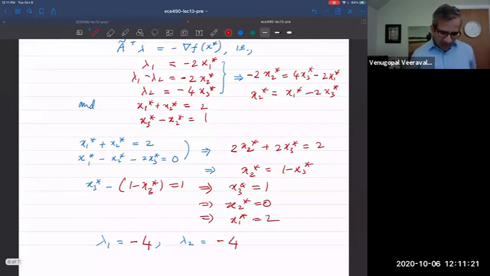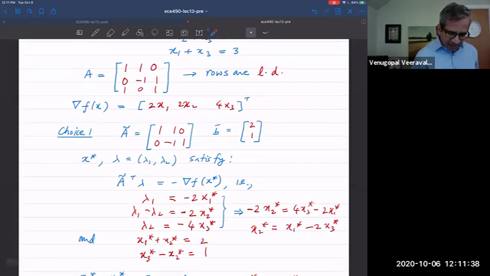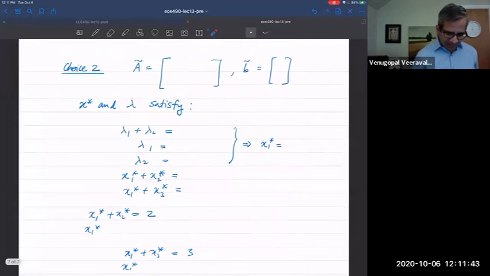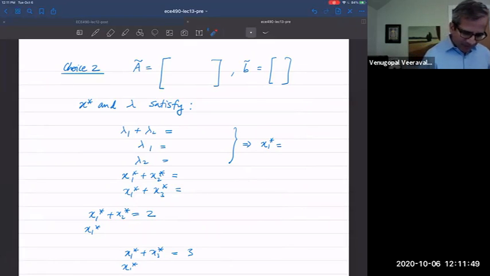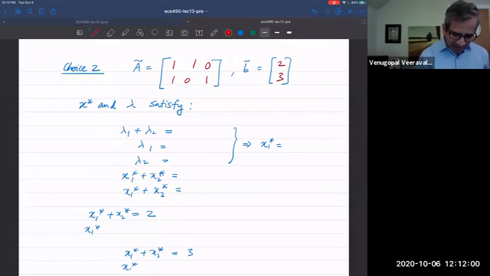So you can think of this as a situation where lambda 1 is minus 4, lambda 2 is minus 4, and lambda 3, the third one, is actually 0, if you want to think of it that way. Now let's see what happens if I take this and this as my A tilde, the first and third rows. You can try out the other combinations at home. So this is my A tilde, and b tilde is 2, 3.